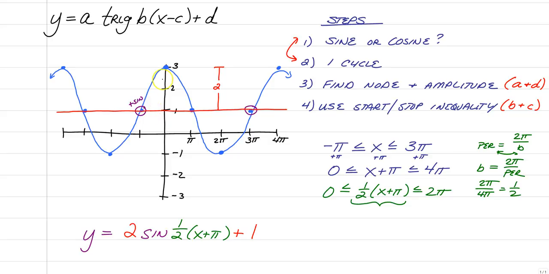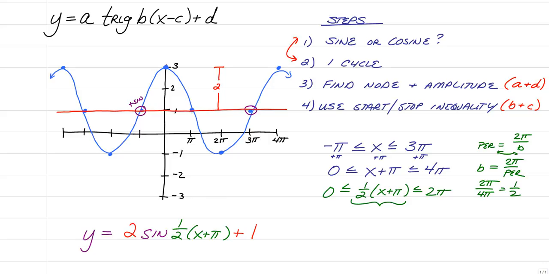We have an amplitude of 2. We have a node line of +1. We are horizontally shifted pi to the left. That's how, remember, our horizontal shifts are opposite. And then, of course, our 2 pi divided by 1/2 would give us our 4 pi for our period.